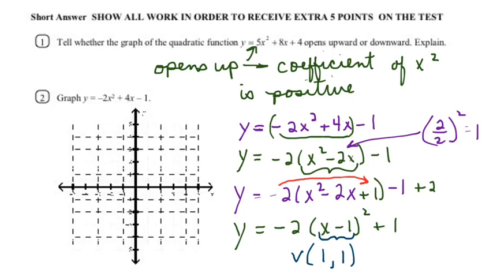Remember, whatever makes this 0 inside gives us the x value. So our vertex is at 1, 1, which is right there on the graph. The next part of graphing by this method is to find out what the parent function is.